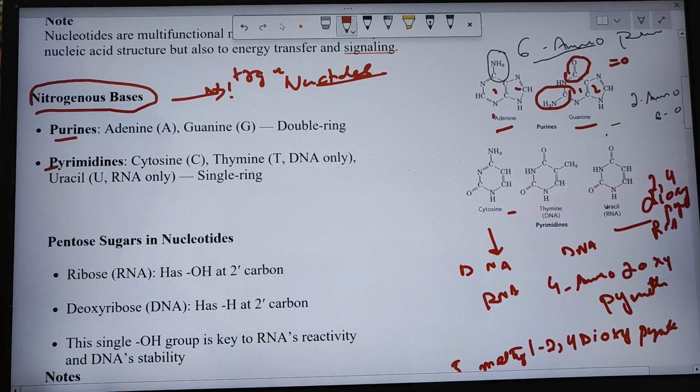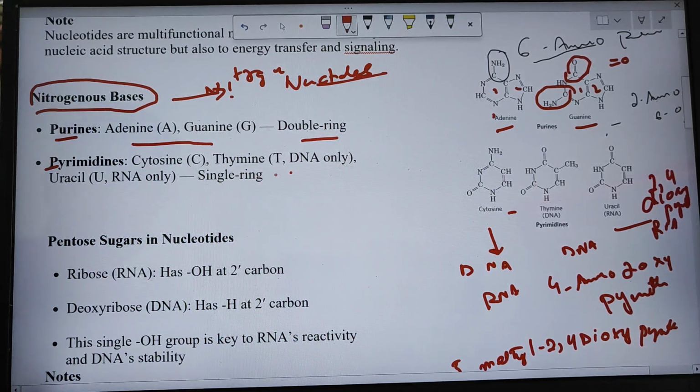Got it. So to conclude, adenine and guanine are present in both DNA and RNA, okay, and are double rings. Among the pyrimidines, cytosine is present in the DNA, and thymine is also present in the DNA, whereas uracil is present only in the RNA, and all these pyrimidine bases are single ring systems.